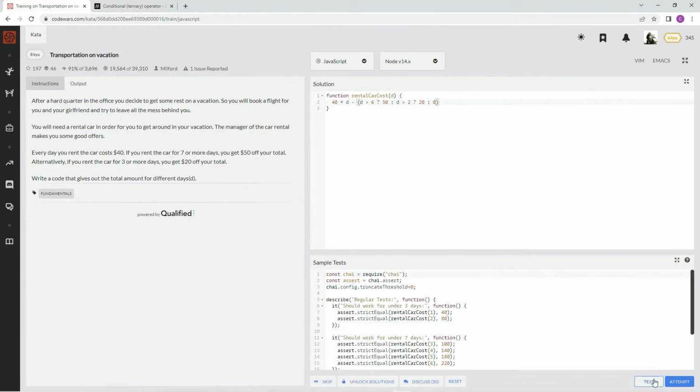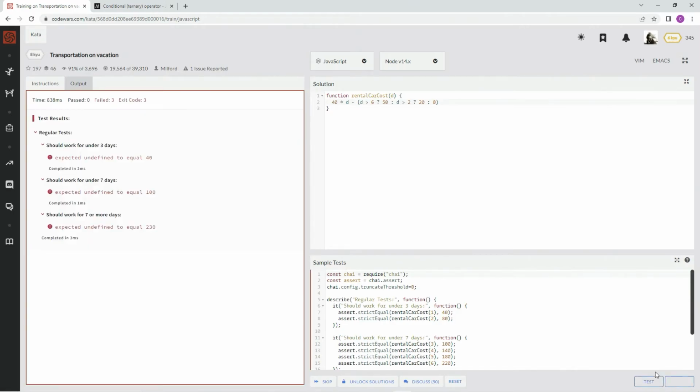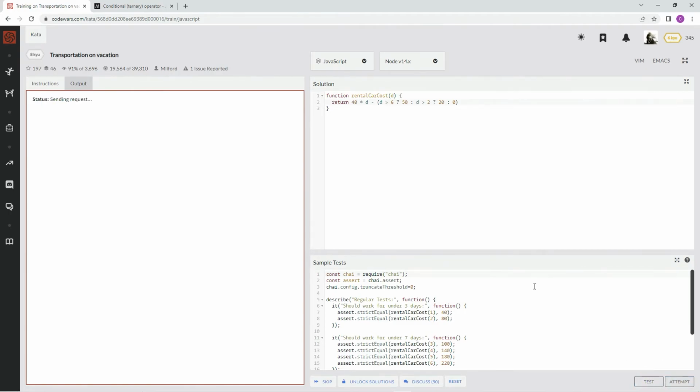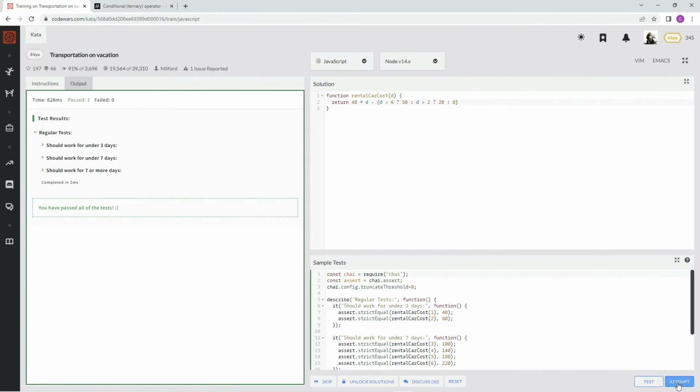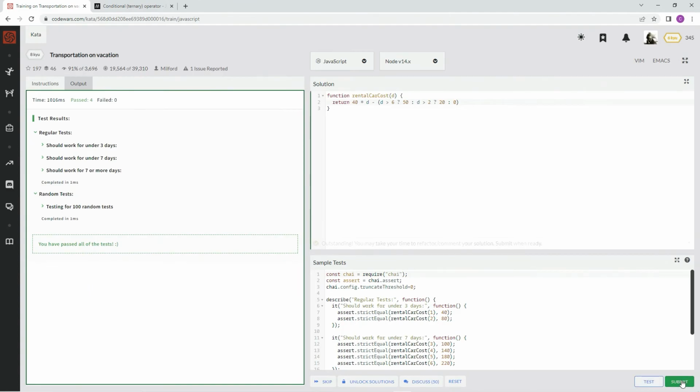Let's test it out and see what happens. Ha, you know why? Why is it undefined? Why is it always undefined? Because I always forget to say return. Yeah, look at there. Awesome, there we go.